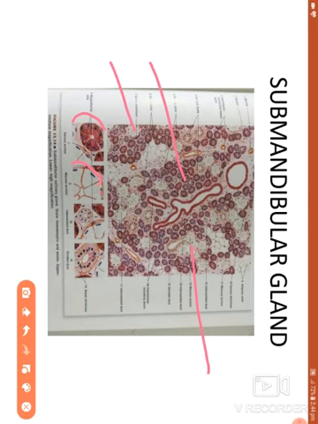See the ducts. These are the intralobular, intercalated and striated ducts present inside the lobules. This is one lobule, this is the other. Here we get the interlobular connective tissue, and there we get the interlobular ducts.